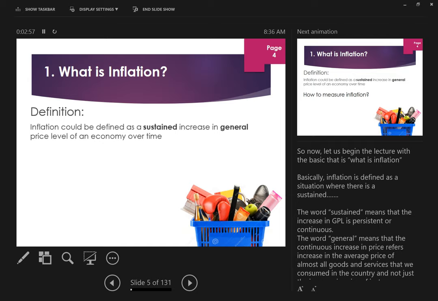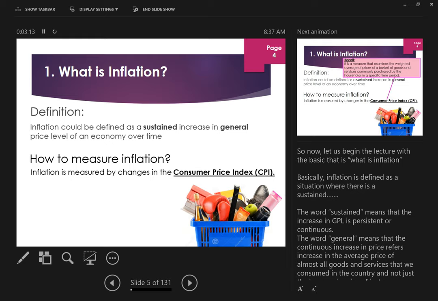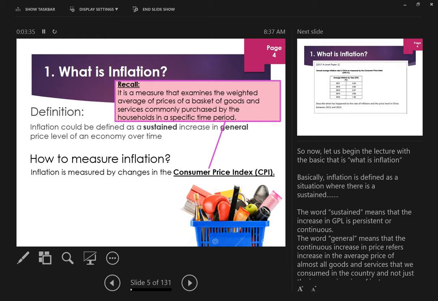And when we talk about measuring inflation, how do we go about measuring it? I think you have been introduced to this term, the CPI, the consumer price index, earlier when we were talking about key economic indicators. This was, I believe, early this year. So what exactly is this CPI? Some of you might not recall. A CPI is basically a measure that examines the weighted average of prices of a basket of goods and services commonly purchased by households in a specific time period.